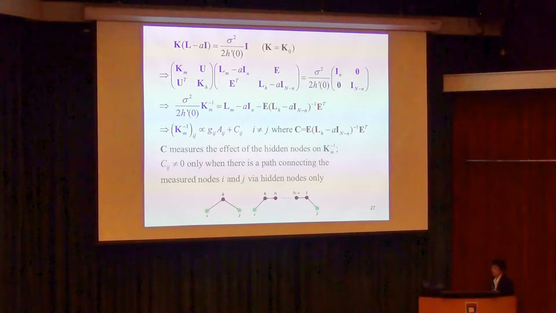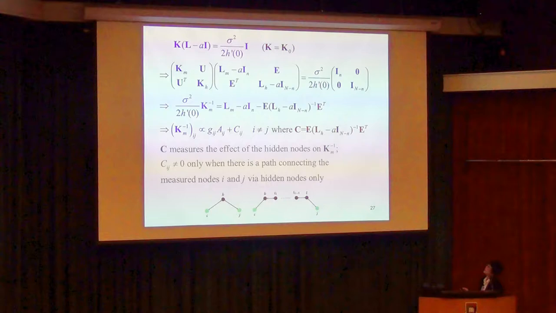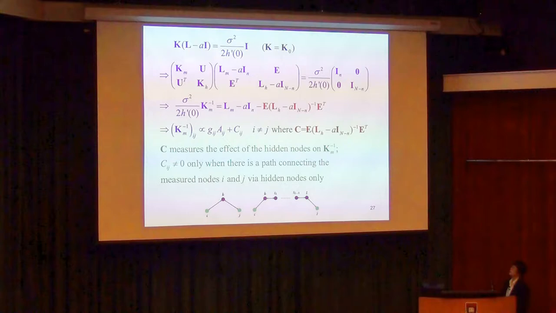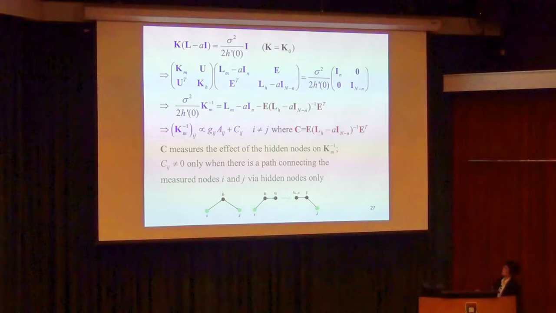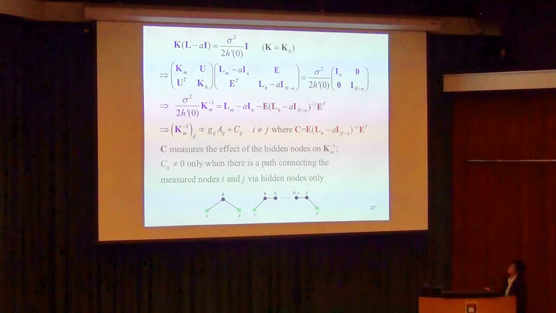But in any case, just work it out, and finally we get a nice result. If we use the measured covariance matrix among the measured nodes and take the inverse, you can easily see that this is not just related to the network information of the measured nodes, but there will be terms due to the hidden nodes. And in this case, we can work out explicitly what they are.